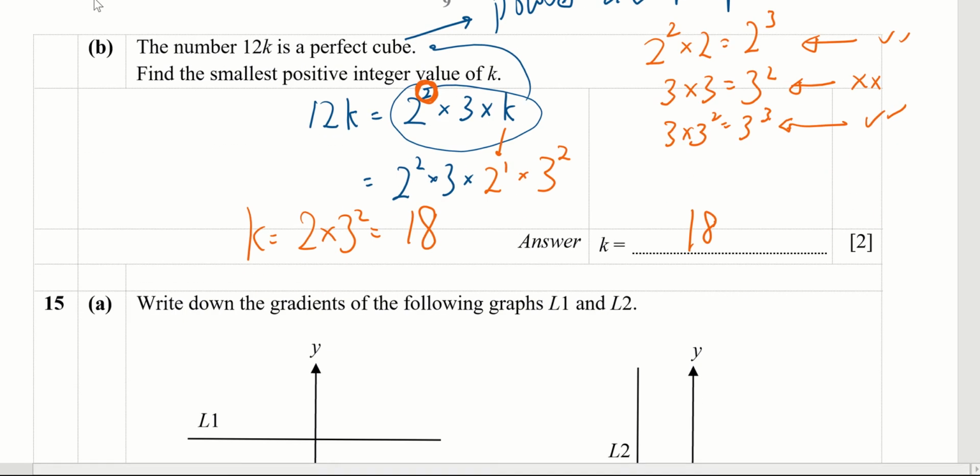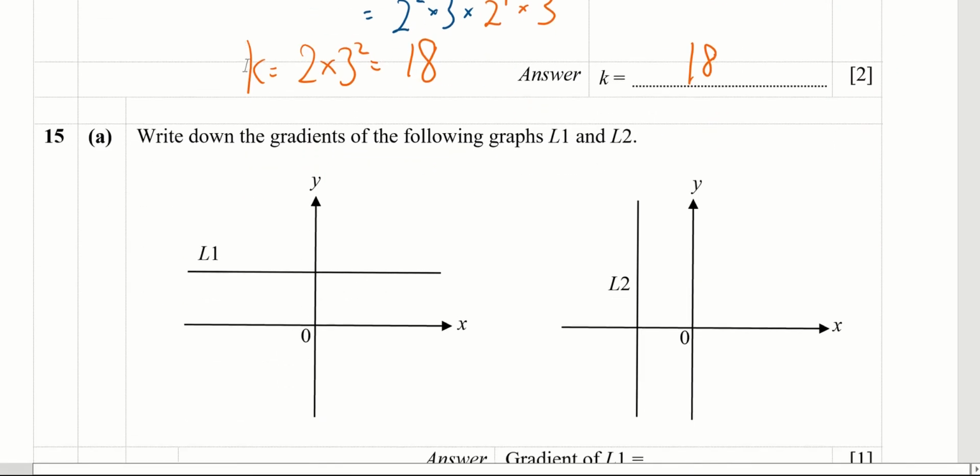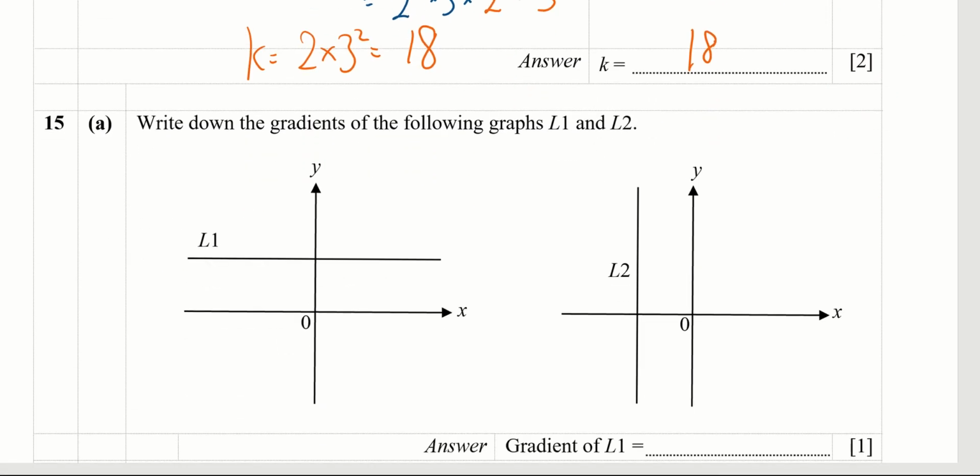Okay, now find the gradient of line 1 and 2. So recognize that this is a horizontal line, and a horizontal line is like the floor that you are standing on. The gradient is 0, so there's no calculation.